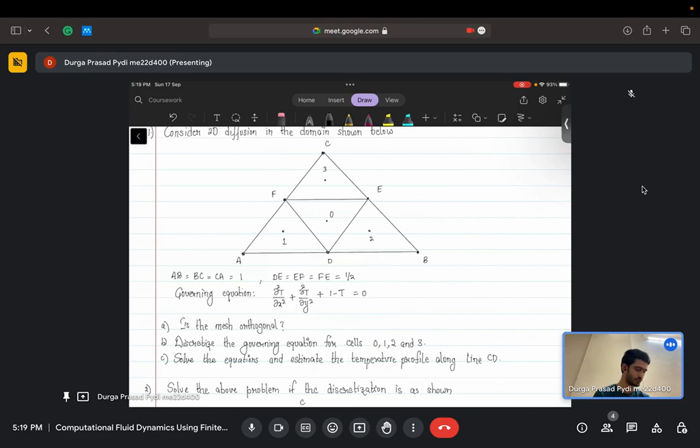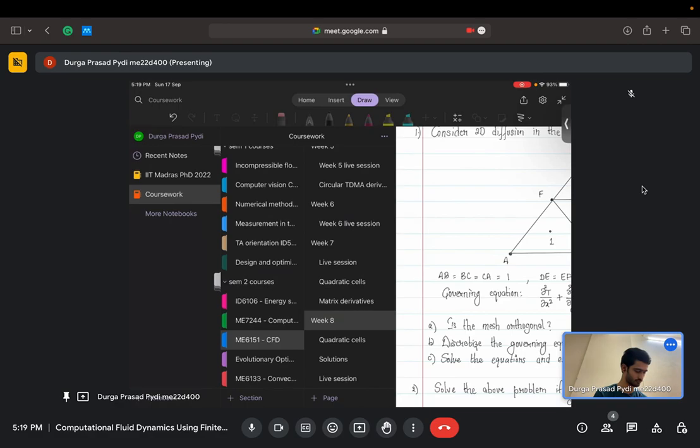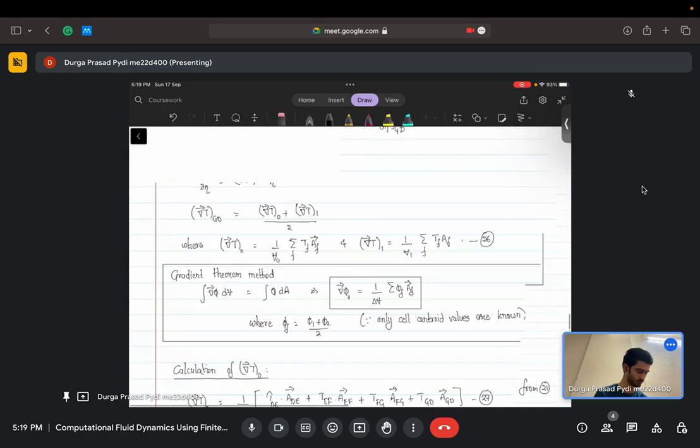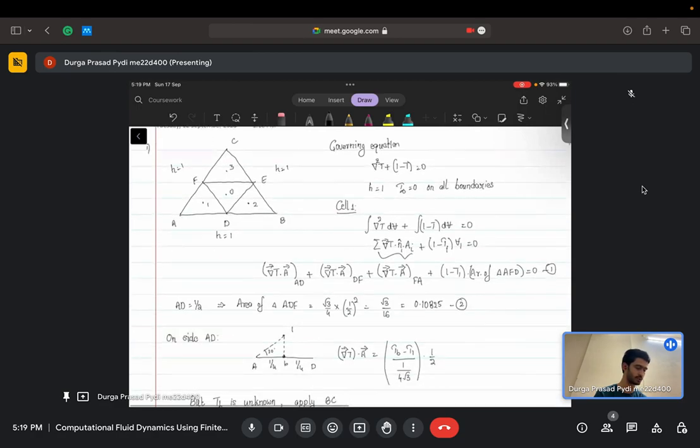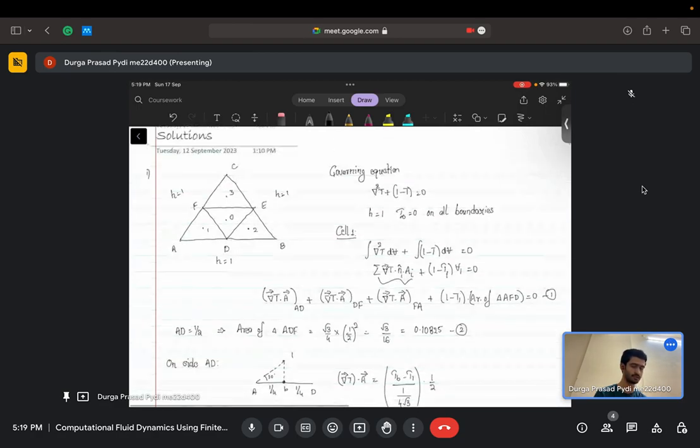The next question is essentially you have to discretize your governing equations for all the cells, and then we need to solve them and estimate the temperature profile along the line CD. So in the interest of time, I am just going through the solved equations since it takes a little bit of time. The governing equation is a steady state equation.